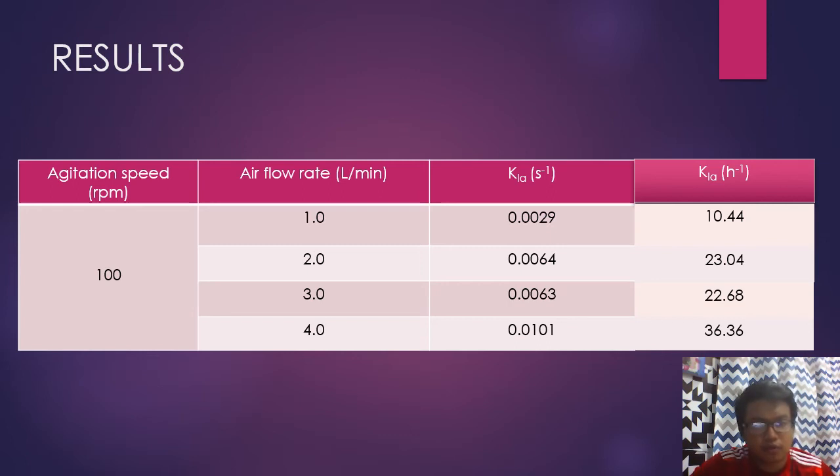For 2.0, the value of KLA was 0.0064 per second and 23.04 per hour. Next is the airflow rate of 3.0. The value of KLA was 0.0063 per second and 22.68 per hour. And then the last was the airflow rate of 4.0 liters per minute. The value of KLA was 0.0101 per second and 36.36 per hour.